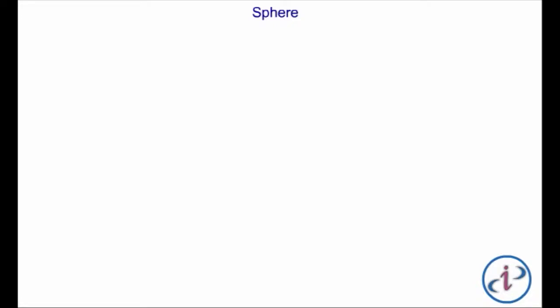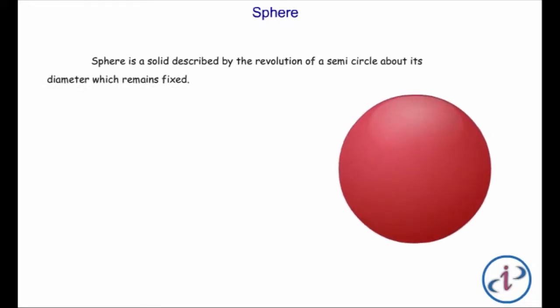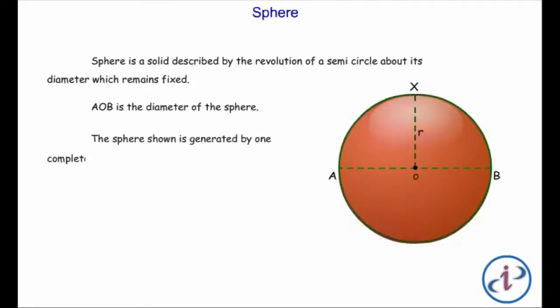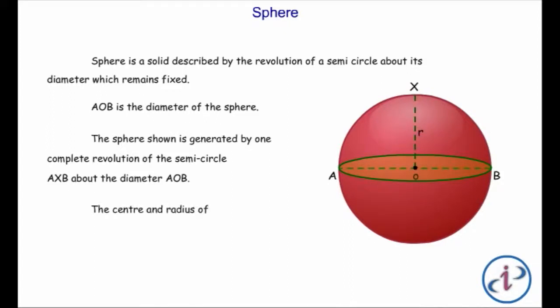What is a sphere? A sphere is a solid described by the revolution of a semicircle about its diameter, which remains fixed. You can see a sphere on the screen. In the sphere, AOB is the diameter of the sphere. The sphere shown is generated by one complete revolution of the semicircle about the diameter AOB. The center and radius of the semicircle are the center and radius of the sphere.